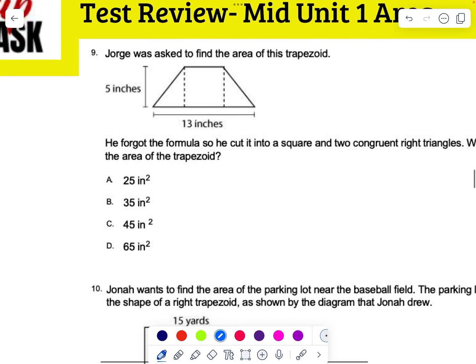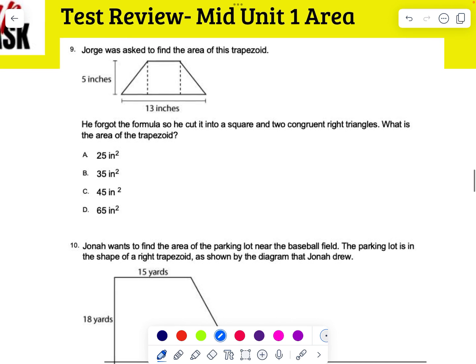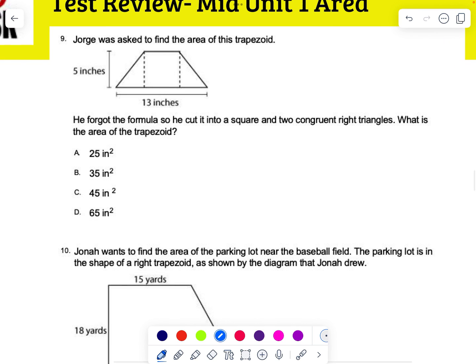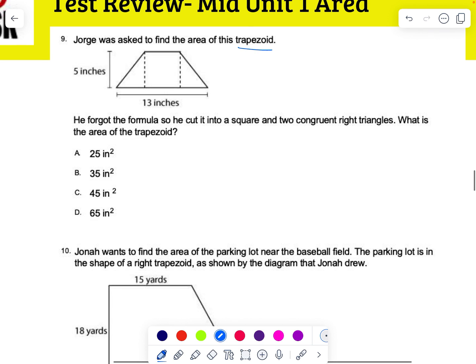Moving right on to the next one. I told you in class that this one was probably the most challenging, so I'm going to go ahead and read it. It says, Jorge was asked to find the area of this trapezoid. We do not have a formula to find area of a trapezoid. But Jorge forgot the formula, so he cut it into a square, which is a square right here, and 2 congruent triangles. And remember, the word congruent is a fancy word for the word same, okay? 2 congruent triangles. So we know that the triangles on either side of that square are the same.